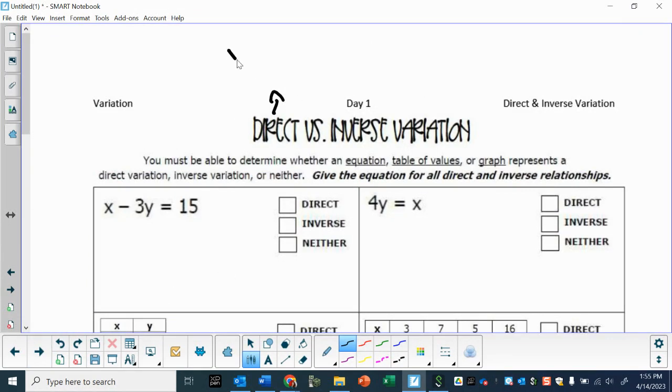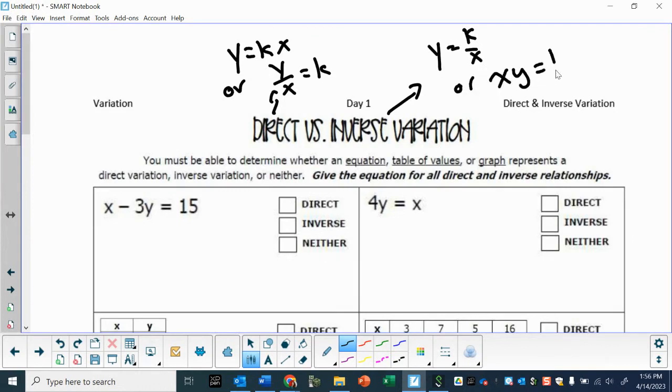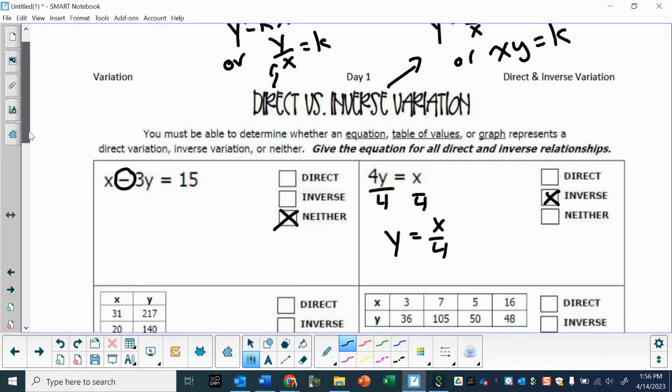Remember, direct variation is y equals kx, or y divided by x equals k. And inverse variation is y equals k over x, or xy equals k. This has a plus or minus, so it will be neither. When we solve for y, equals x divided by 4, inverse.